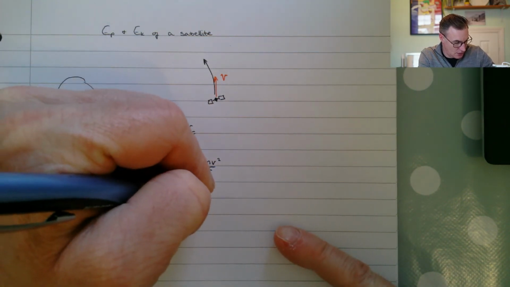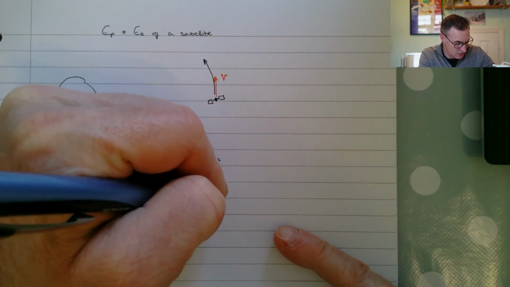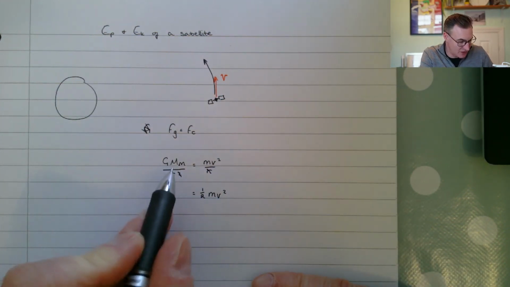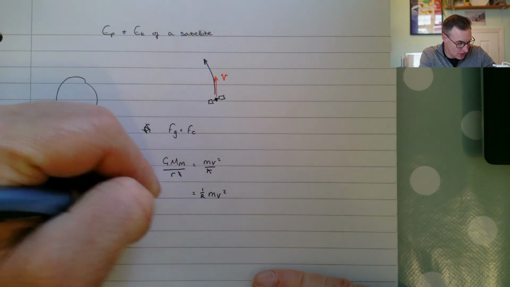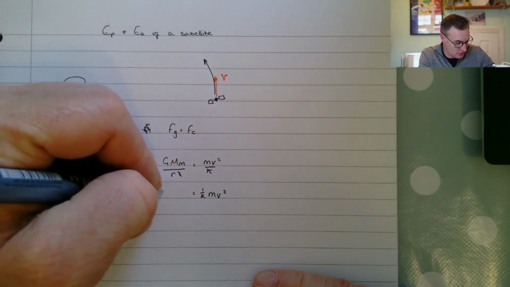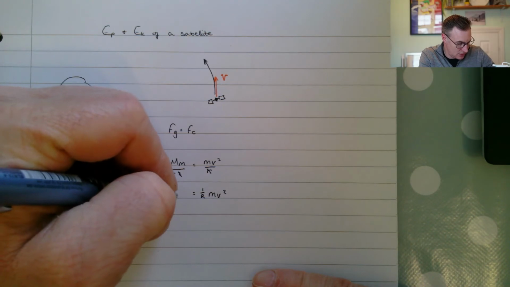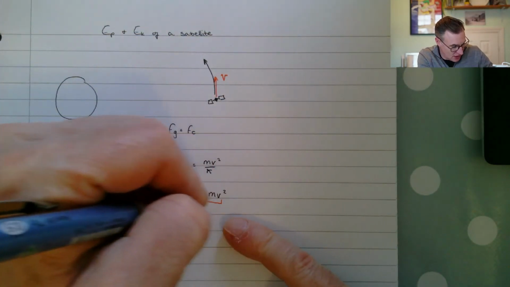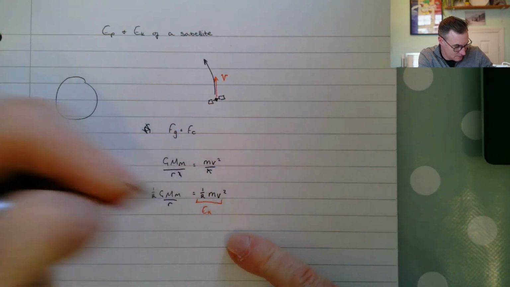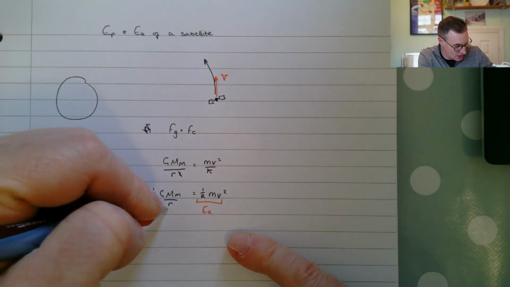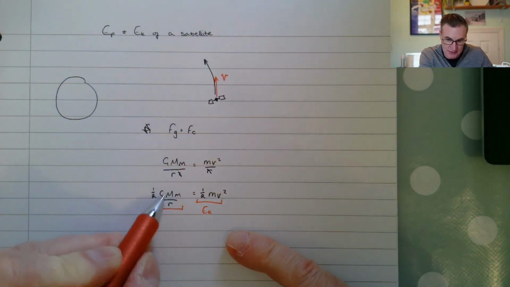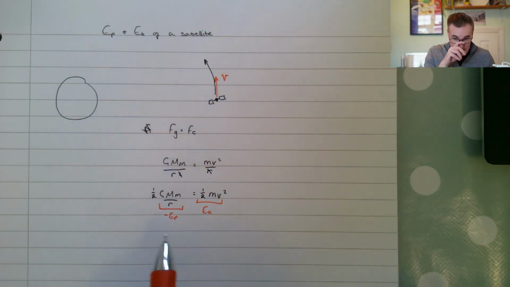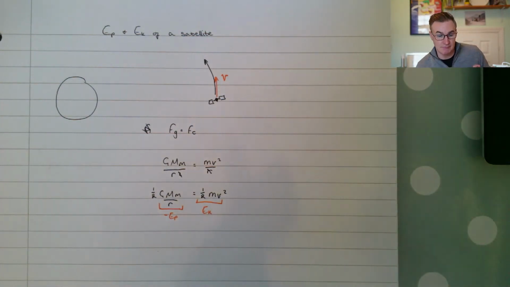Now to get kinetic energy, we half. So we want half mv squared, and that's kinetic energy there, but if we half this side, we've got to half that side, and so half G M m over r. Now, if this is EK, then that term there is going to be minus EP, because remember EP is minus big G big M m over r.